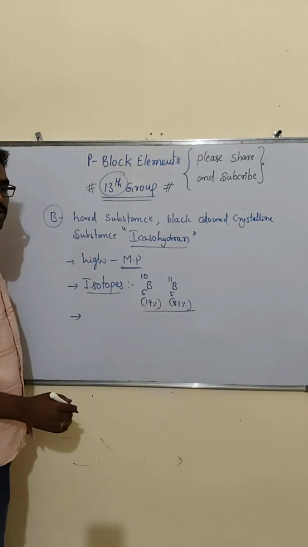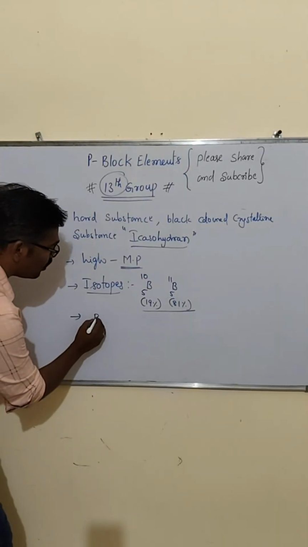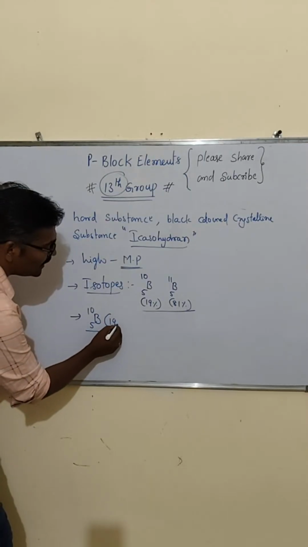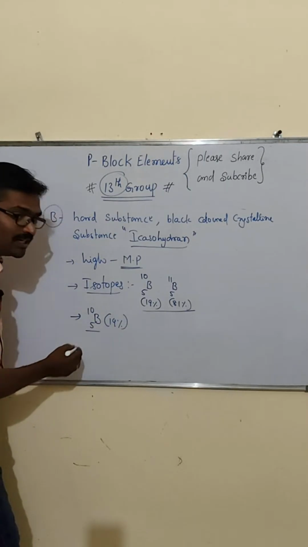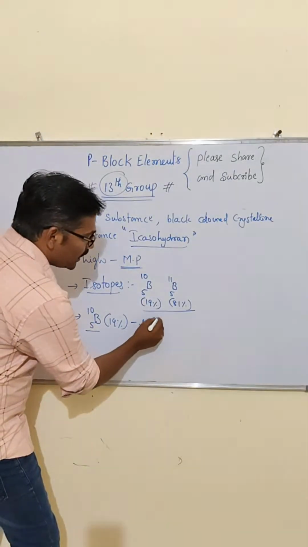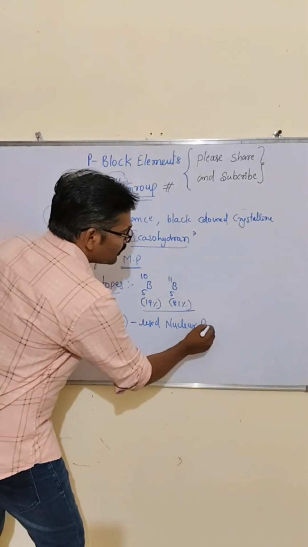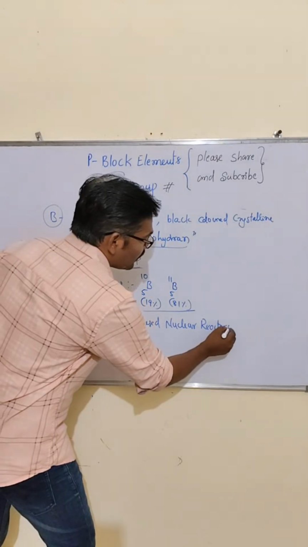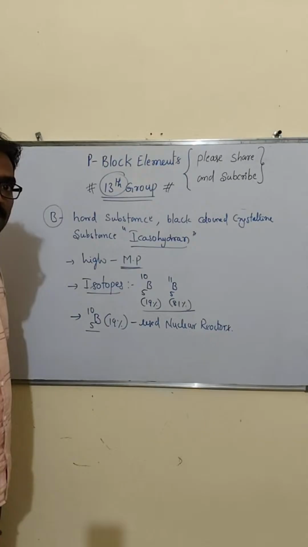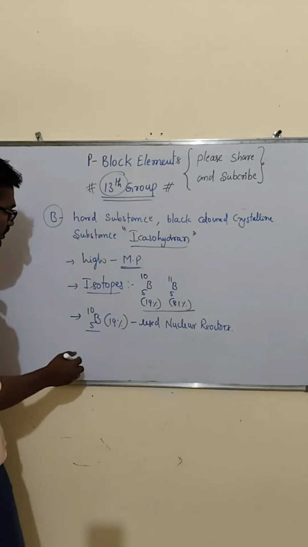One more important point: boron-10, at 19 percent, is used in nuclear reactors. Why? Because it can absorb neutrons.